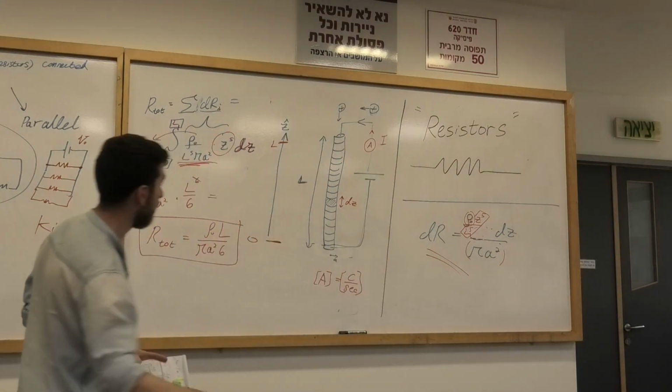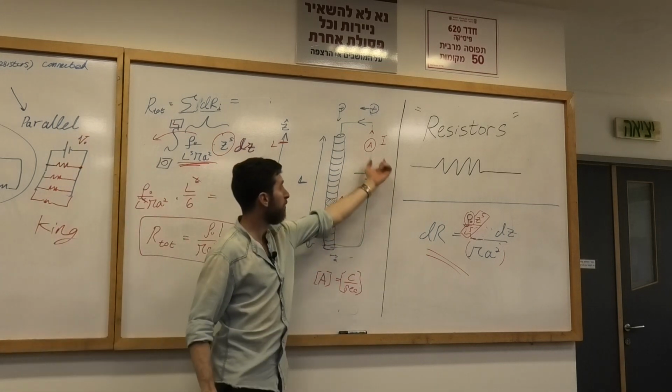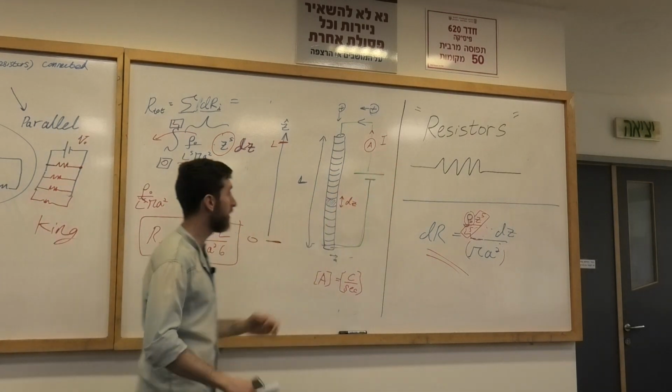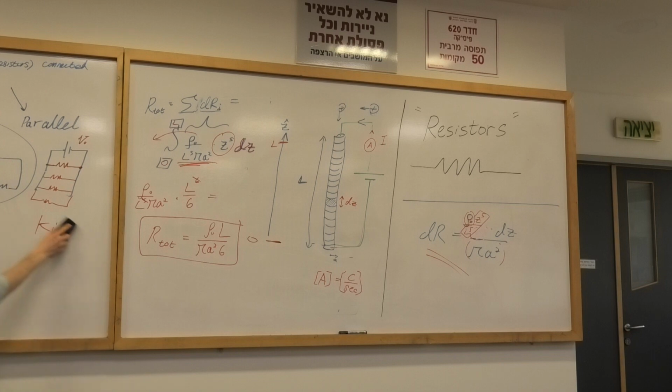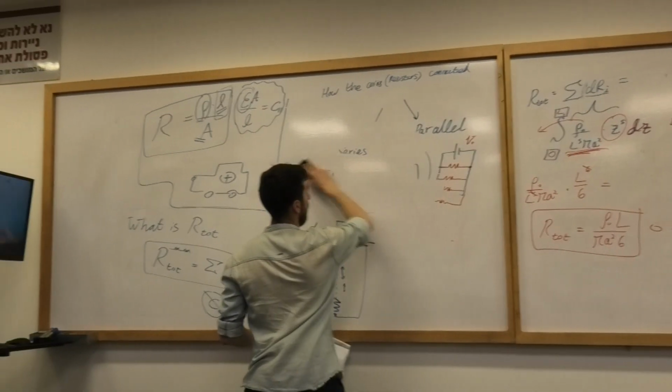And now I want to give you the formula that relates voltage, current, and resistors. So I'm going to this board.